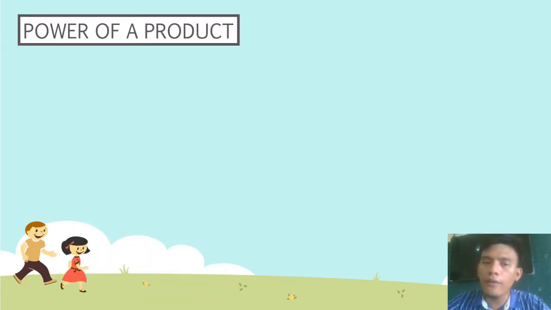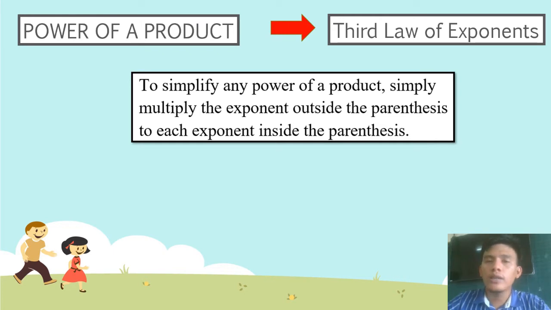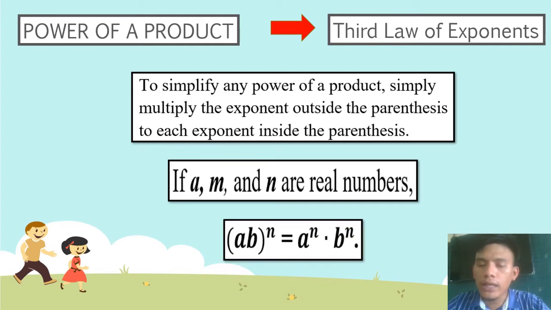Second, the power of a product. That is the third law of exponents. Power of a product: to simplify any power of a product, simply multiply the exponent outside the parentheses to each exponent inside the parentheses. If A, M, and N are all real numbers, quantity AB raised to the exponent N, the exponent N will be distributed to A and to B. And that is equal to A raised to the exponent N times B raised to the exponent N.